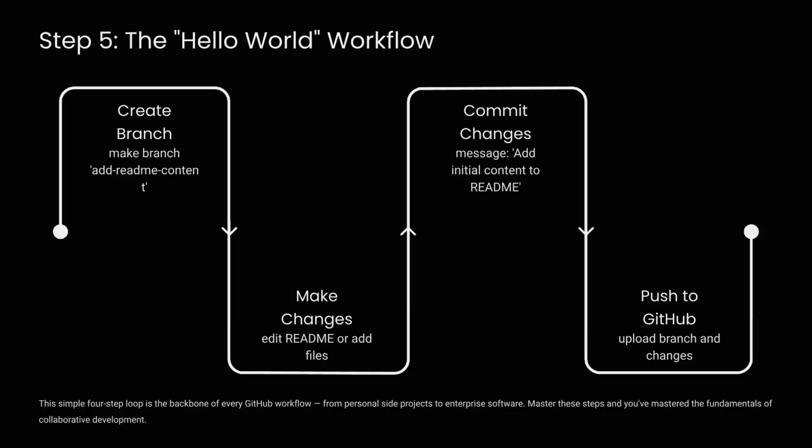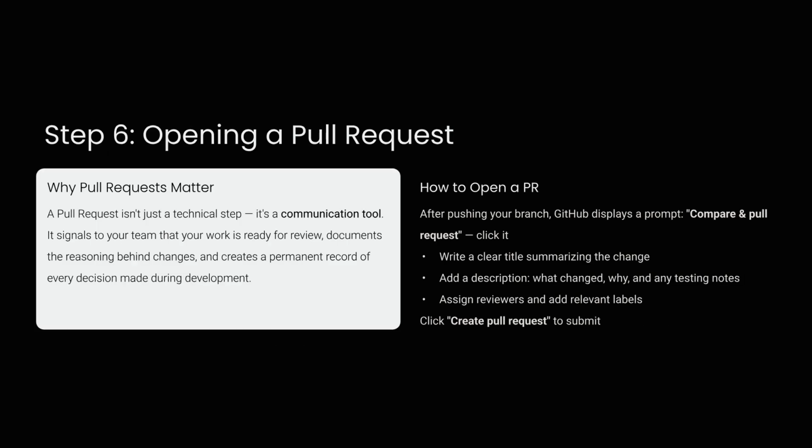Create a branch, make changes, commit those changes, and push to GitHub. Step 6 is opening a pull request. A PR is a vital communication tool, signaling that your work is ready for review. To open a PR, click Compare and Pull Request. Write a clear summary and description, assign reviewers, and submit.